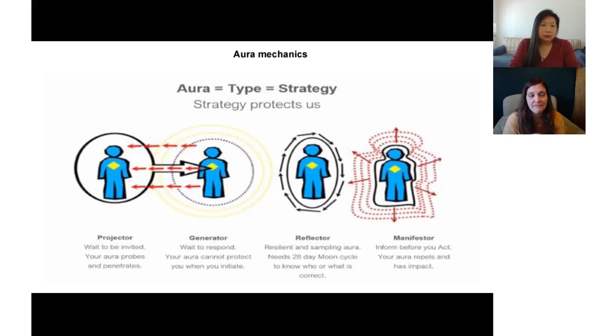And so the risk of not following your strategy and authority is trying to initiate and trying to make things happen, and that energy only works well for manifestors. It's only about 9% of the population that are manifestors, but most of us get conditioned to feel like we should be able to initiate, like that Nike slogan of just go do it and make it happen. But the truth is that's not actually how your aura works, and when you initiate, your aura can't protect you. Does that make sense? Yeah. Okay.